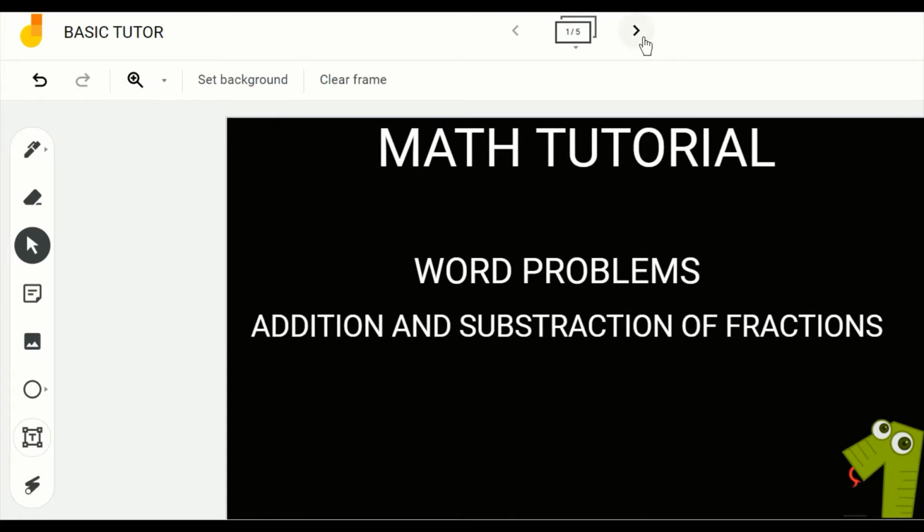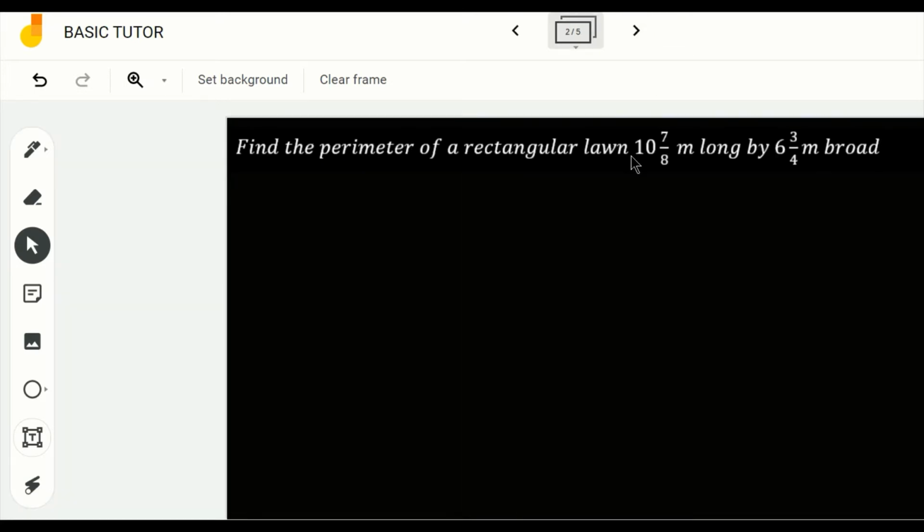Let's look at the first question. Here is a word problem. It says find the perimeter of a rectangular lawn 10 7/8 meters long by 6 3/4 meters broad. So we're asked to find the perimeter of a rectangular lawn.